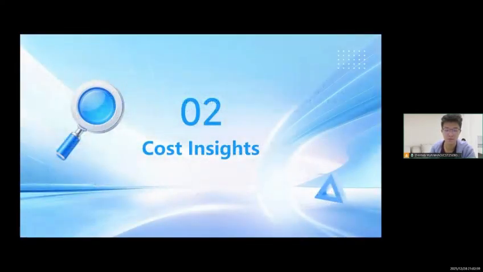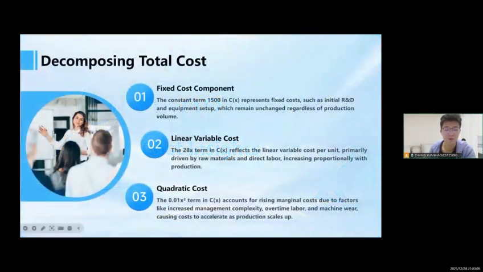Next, we're going to part 2, cost insight. Now let's break down the total cost function into 3 components. The first one is fixed cost, the constant 50,000, covering expenses like R&D and setup.